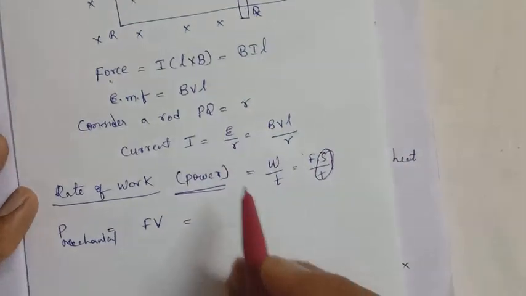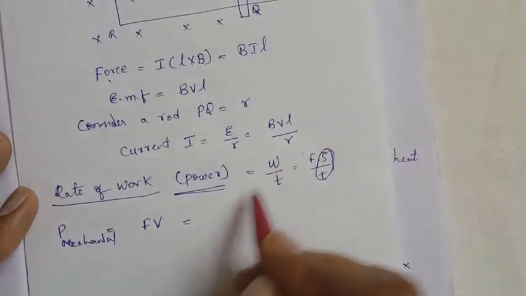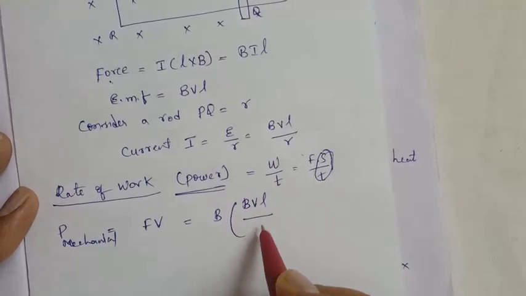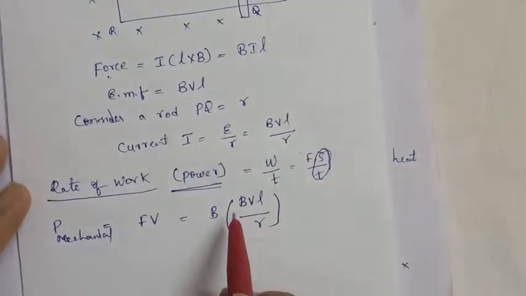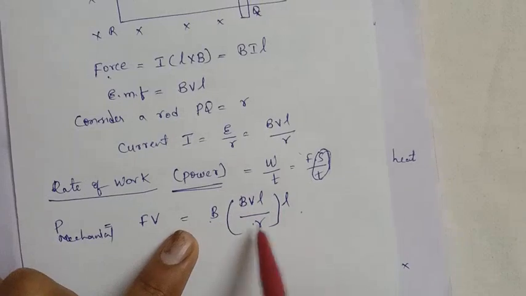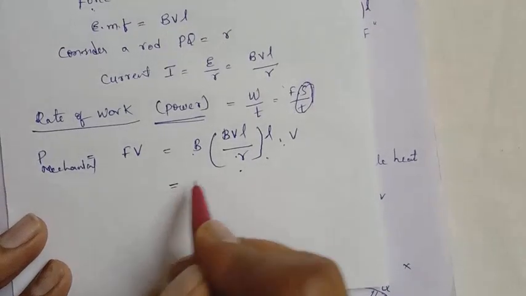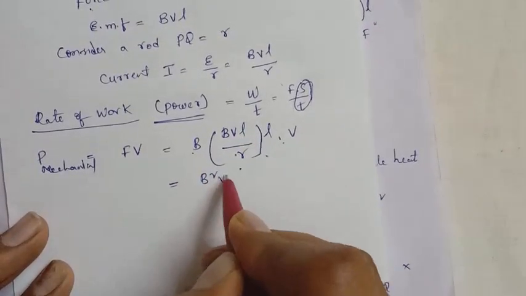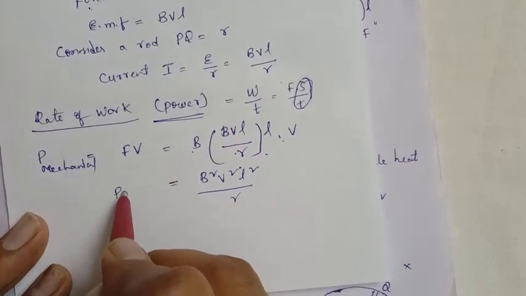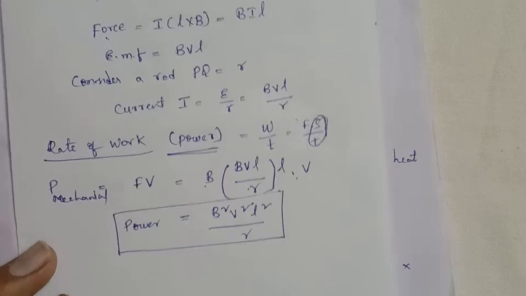F is equal to BIL, but I is equal to BVL by R. So F is equal to BIL, where I is BVL by R, into L. Then F is equal to B square V L square by R, and the power is F into V, which is B square V square L square by R. It is the mechanical power.